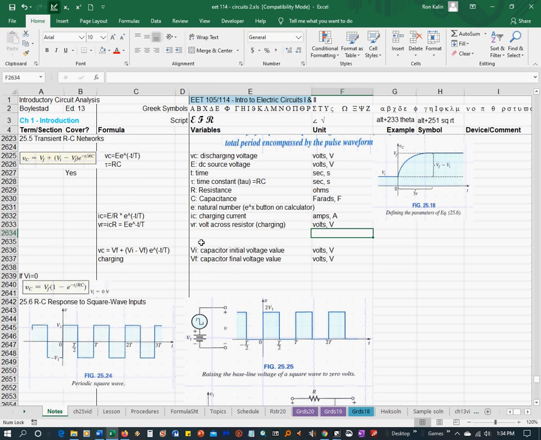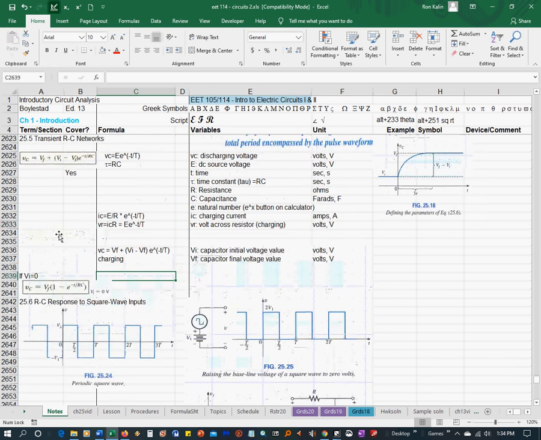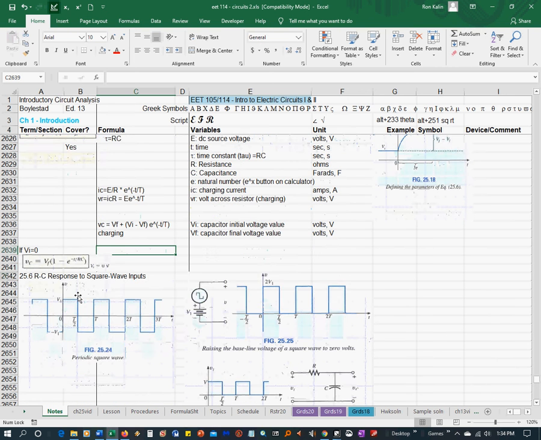VI is the capacitor initial voltage value in volts. VF is the capacitor final voltage value in volts for the charging phase. If VI equals 0, if you make VI equal to 0, then this equation turns into this equation. All right.